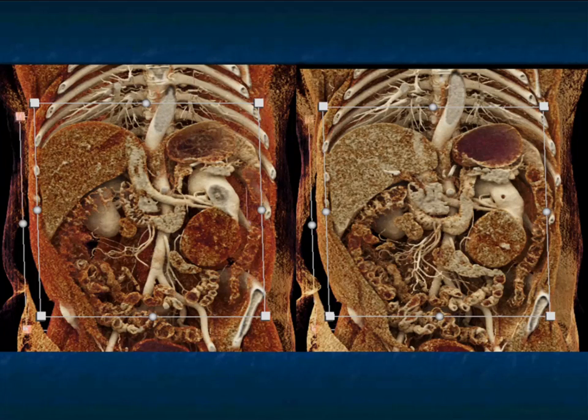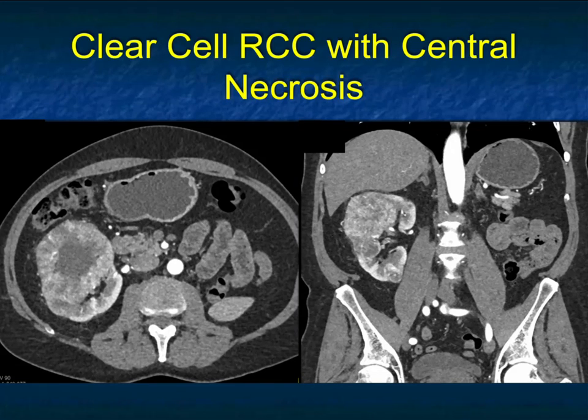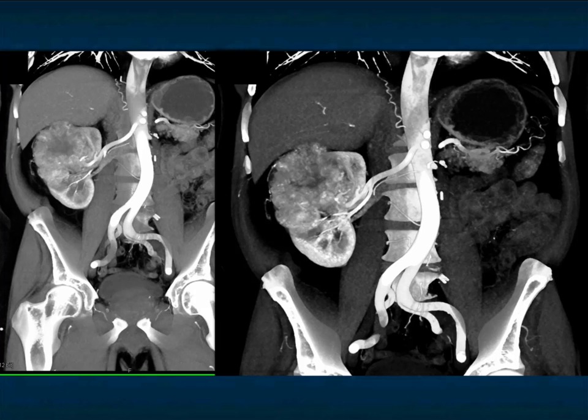The average attenuation of a papillary is under 90 Hounsfield units, even on arterial phase. On the other side, clear cells are vascular, typically average 150, 160, can be much higher, but they're typically over 100. Clear cells can have central necrosis. One of the things that can be shown well with CT angiography is both the vascularity and central necrosis. It's been shown that patients with central necrosis tend to do worse with chemotherapy than patients without it.